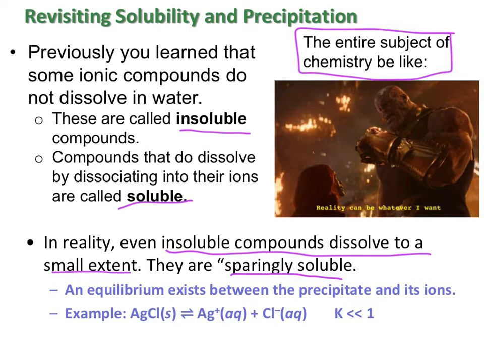So in terms of solubility and precipitation, we are looking at equilibrium, right? So an equilibrium exists between the precipitate and its ions. So you'll have a solid, right? And it's in equilibrium with its ions. So it's very slightly soluble, so very slightly it will dissociate into its ions. So you can see that this K here is very, very small. So it's not going to be a lot of ions in solution, but you can attribute a value to it.